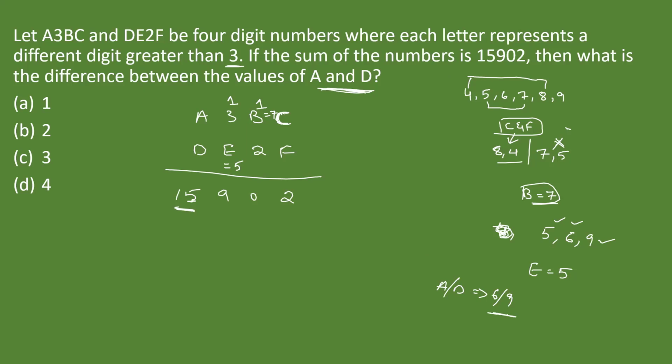So at last, what is the conclusion we came to? 6 and 9 are the values for A and D. We don't know for which value. For A it is 6 or for D it is 6, or similarly for A it is 9 or for D it is 9. But we know that those two numbers are 6 and 9. What is the difference between 6 and 9? 3. So we will mark our answer as 3. This is the way we will solve this type of questions.